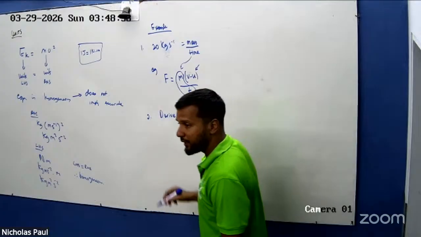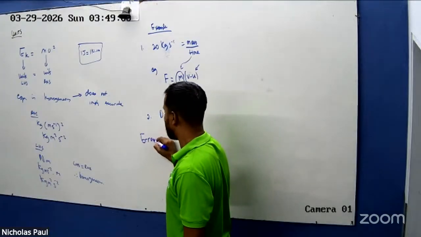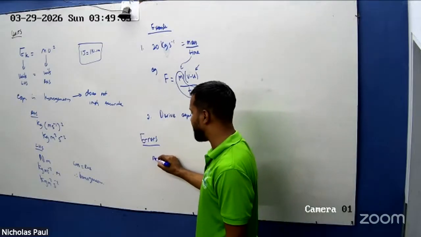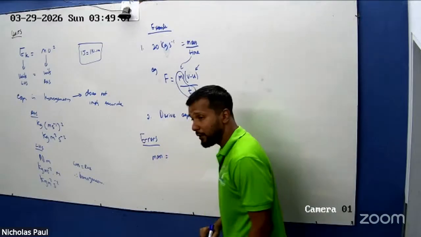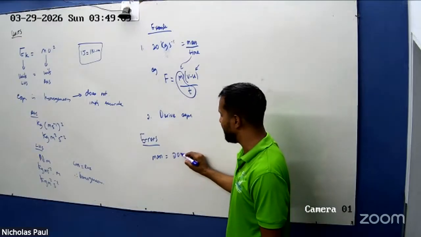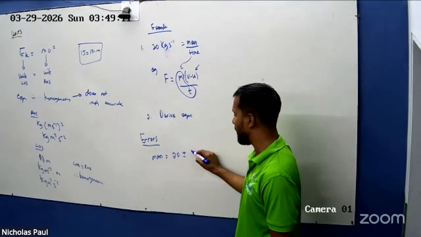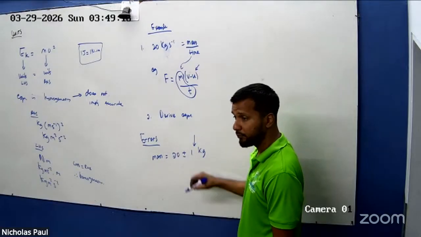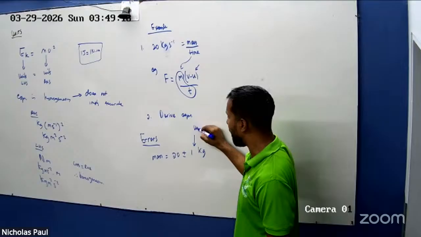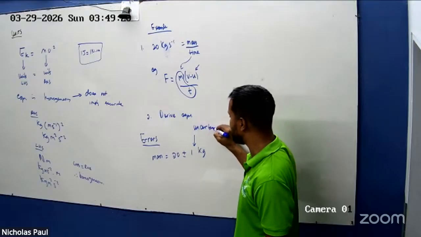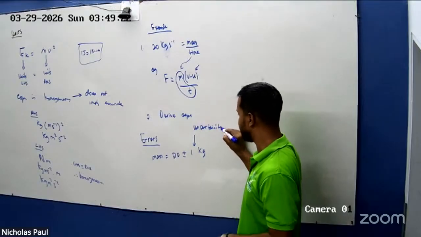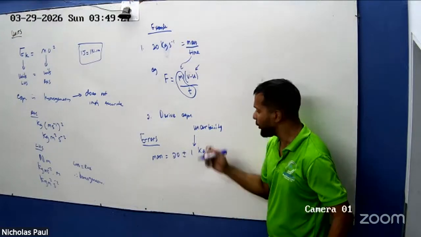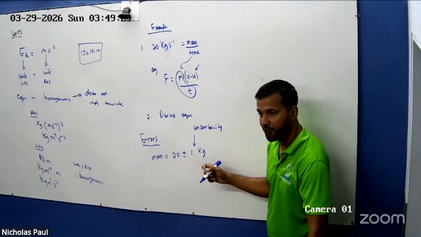After this, the next thing that we need to remember is something called errors. If I give you a quantity, let's say mass, mass could be written like this: 20 plus or minus, let's say, 1 kilogram. This one here is our error, our uncertainty. How do you normally find uncertainty from a device?